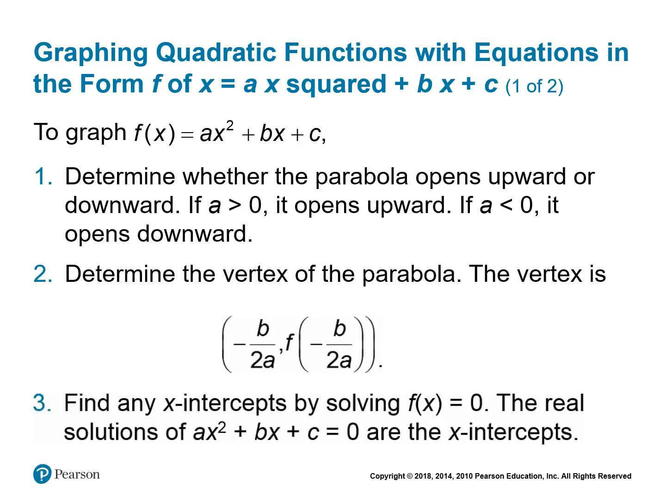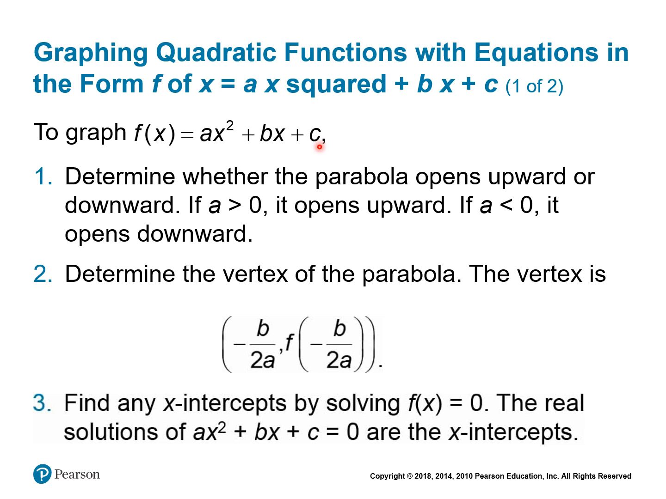Now let's go into the graphing steps of a quadratic function when it's given to us in this form, f of x equals ax squared plus bx plus c. Now the steps remain the same pretty much, except that we are using different formulas to find the vertex.